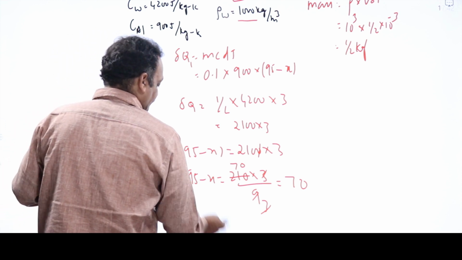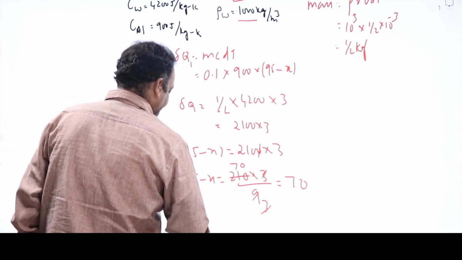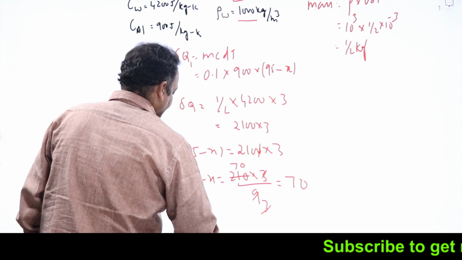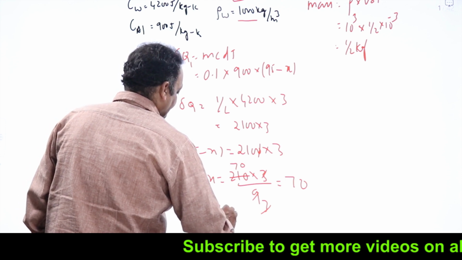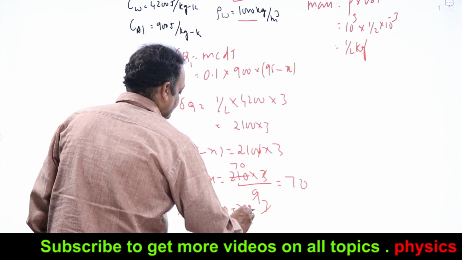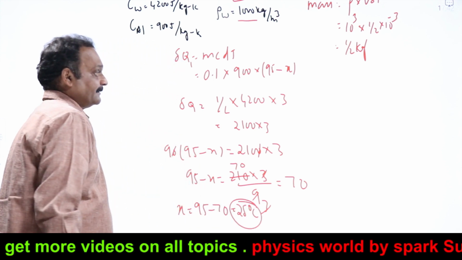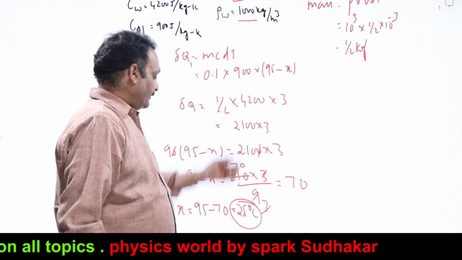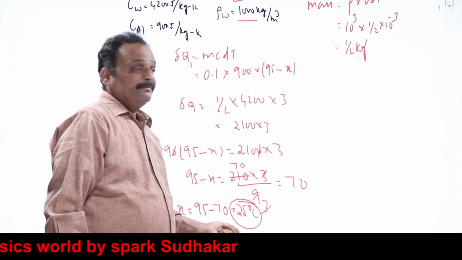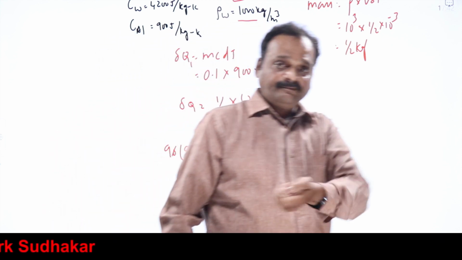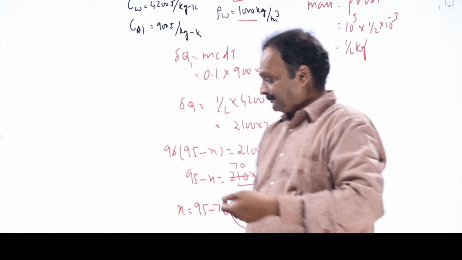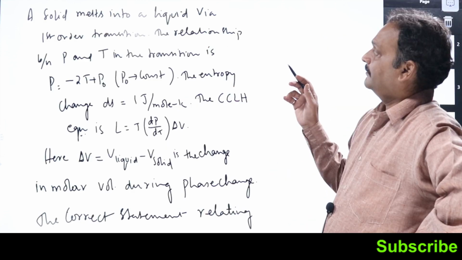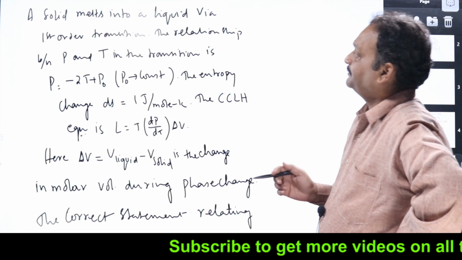Or x is equal to 95 minus 70, which is equal to 25 degrees Celsius. This is our answer, so you have to put 25 degrees Celsius. This has appeared in a previous JAM paper. Next problem. One more problem.